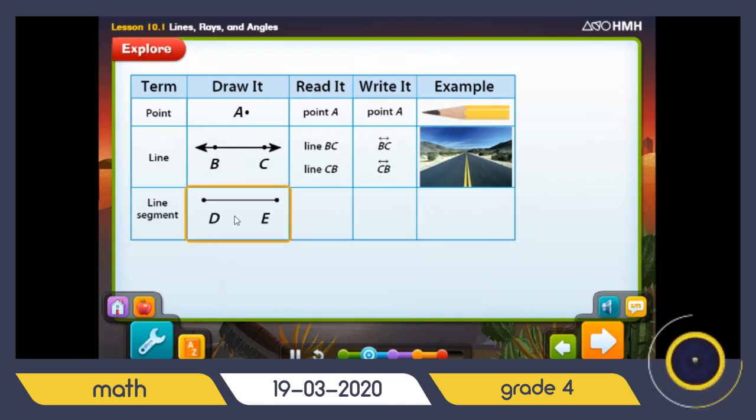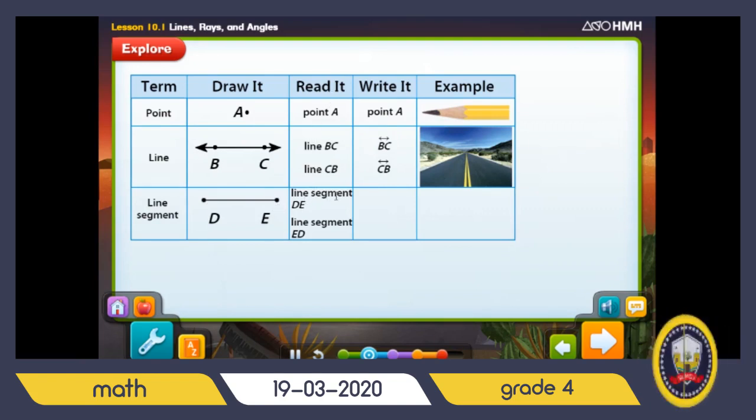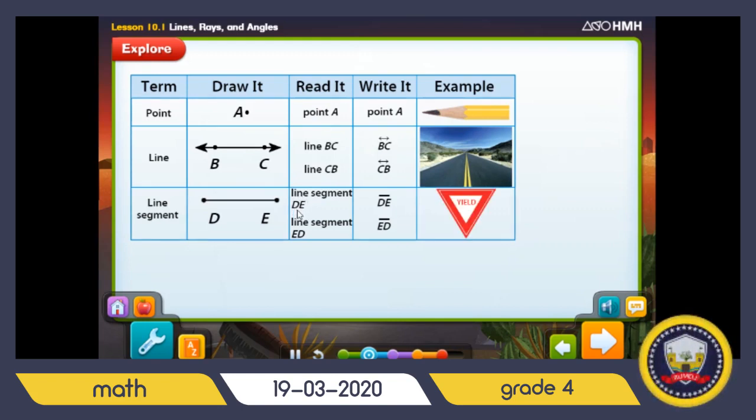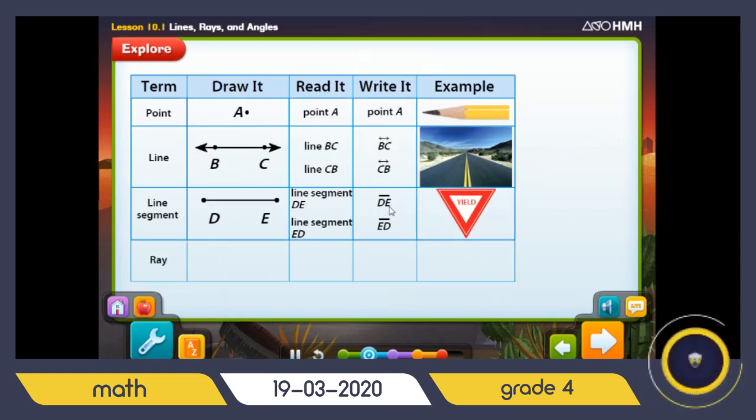What about line segment? A line segment has 2 end points at the ends. While you're reading, we say line segment DE or line segment ED. Even if you change their places, nothing changes. It will be the same line segment. While drawing, when you write it, we will say DE and we will put the same shape on the top, or ED, we will put the same shape on the top again. It will represent the same line segment.